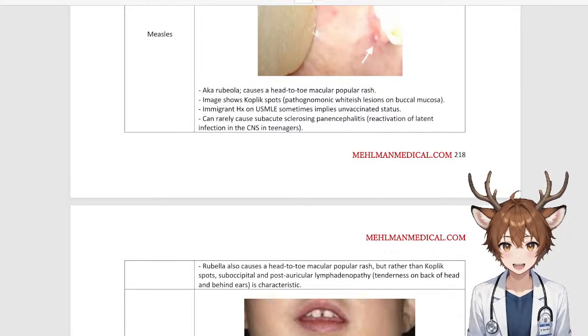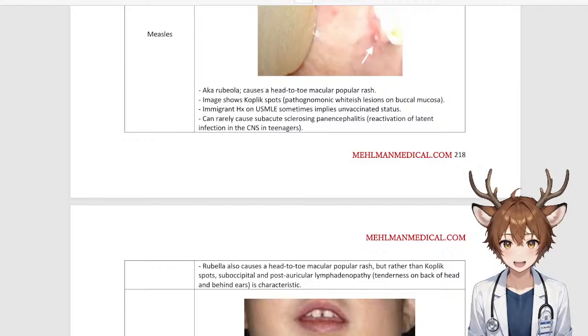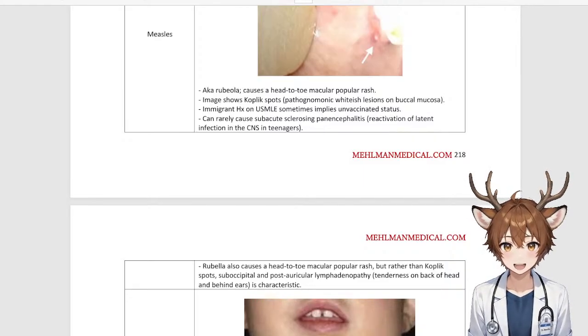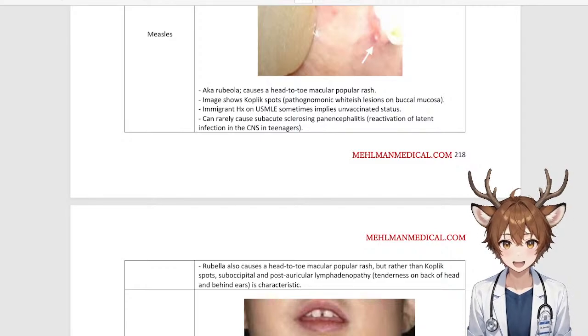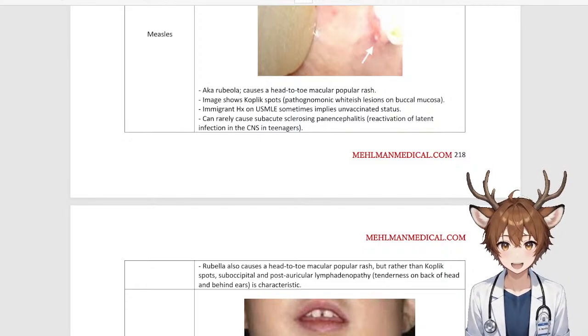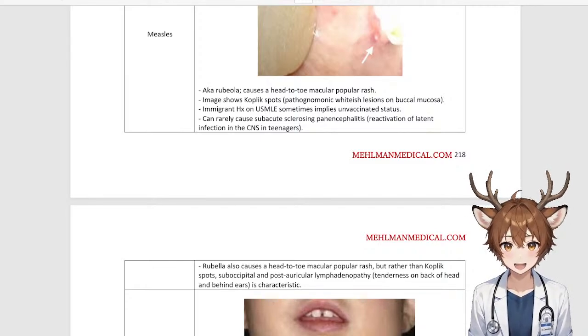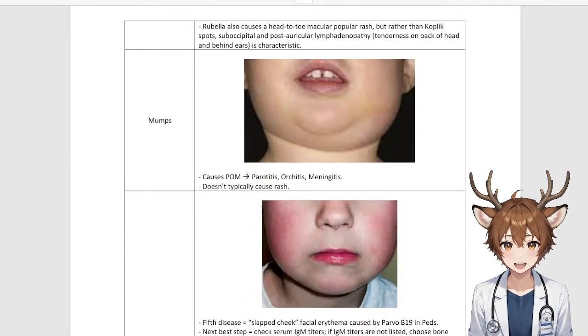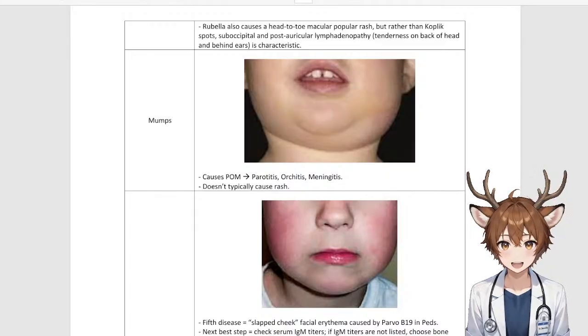Measles continued. Rubella also causes a head-to-toe maculopapular rash, but rather than Koplik spots, suboccipital and post-auricular lymphadenopathy, tenderness on back of head and behind ears is characteristic. In a similar vein, we're going to be talking about mumps now. Mumps.